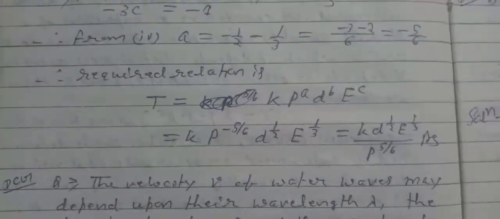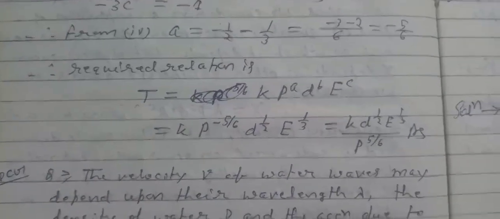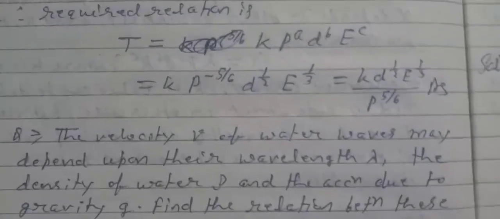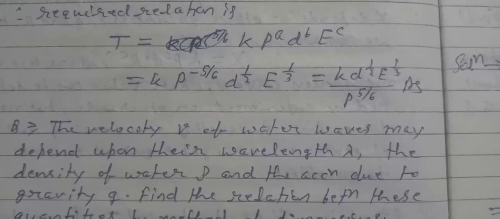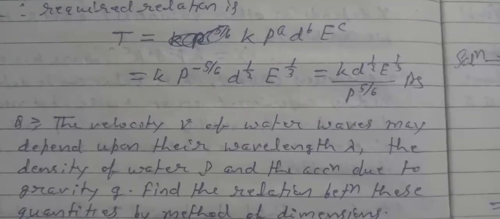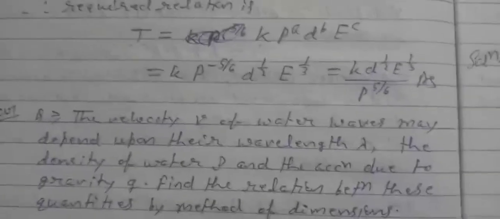Hence the required relation is T equals K into P to the power a, d to the power b, E to the power c, which equals K into P to the power minus 5 by 6, d to the power 1 by 2, E to the power 1 by 3, or T equals K into d to the power 1 by 2, E to the power 1 by 3, by P to the power 5 by 6.